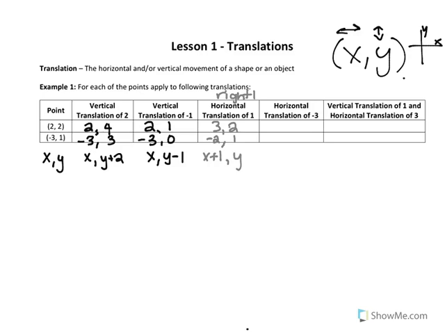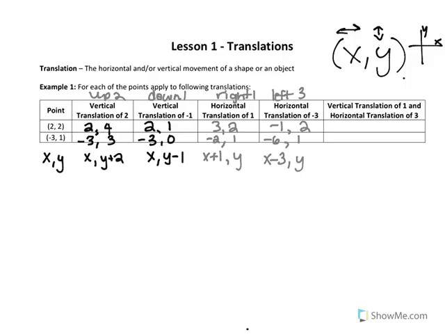Alright, next one. A horizontal translation of -3, so we're going left 3. Sorry, I should have written this in here. Down 1, up 2. Okay, so our x value is going to go from 2, subtract 3 would take us to -1. So we're at -1, y value doesn't change. For -3, if we go an additional -3, it's now at -6, and the y value doesn't change. So this would be x minus 3 and y.